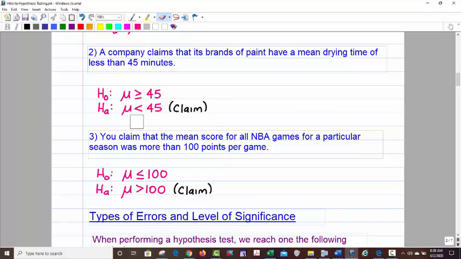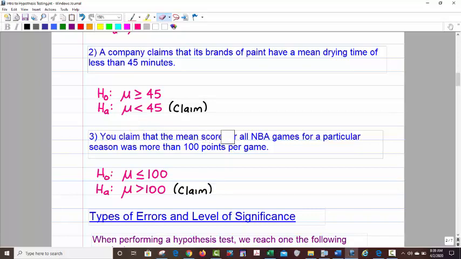So the claim can be either the H0 or Ha. It just depends on what symbol the claim is producing. If it's producing a symbol that represents H0, it'll be the H0. If it's a symbol that represents Ha, it'll be the alternative, Ha. That's how we determine it.